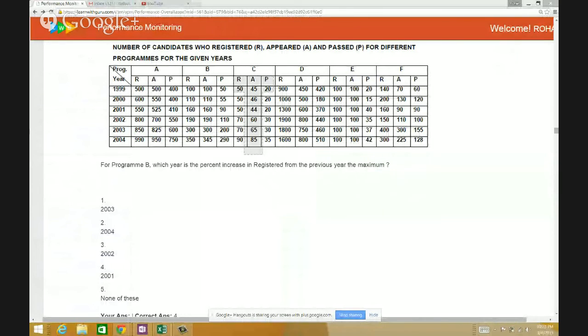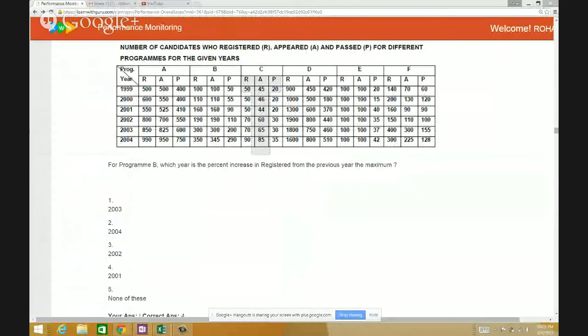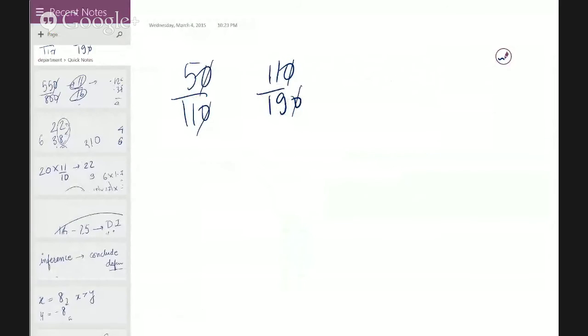50 on 110 is a decent one. And there's one more. 110 on 190 is also nice, because it goes from 190 to 300. Rest all is like stupid. So either of these 2 years it'll be okay. Now if you notice carefully, 19's half is 9.5, and 11 is slightly more than this.